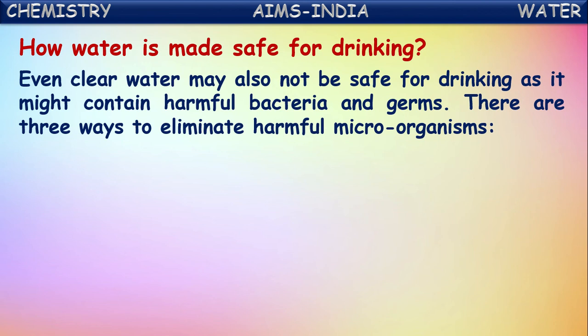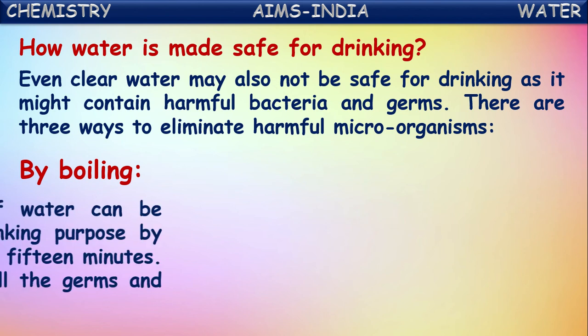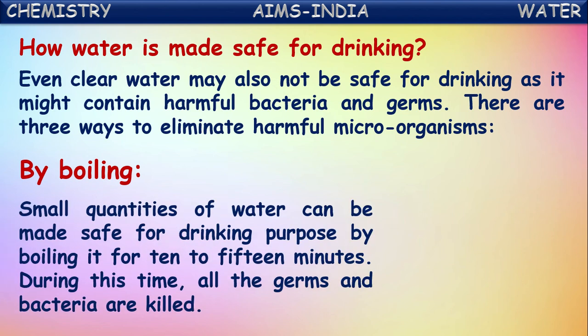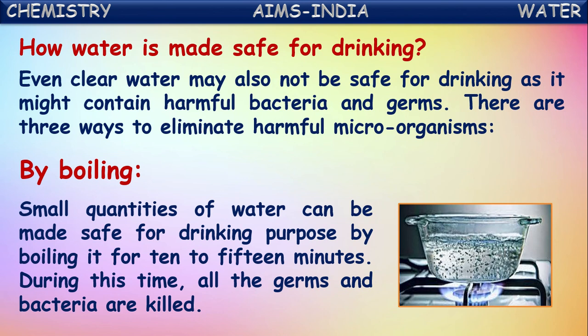So there are three simple ways to eliminate harmful microorganisms. We can eliminate all these microorganisms in three simple ways. One of them is boiling. Small quantities of water can be made safe for drinking by boiling it for 10 to 15 minutes. During this time, all the germs and bacteria are killed. So we can take a small quantity of water in a bowl or a dish, and if it is boiled for around 10 to 15 minutes, the bacteria and germs present in the water will be killed, and that water will become safe for drinking.